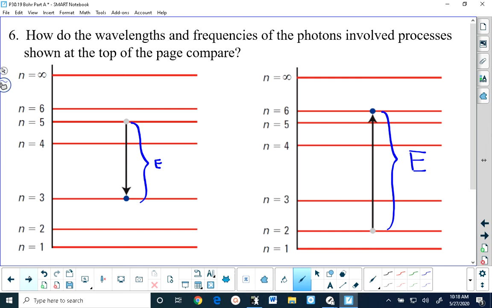And we're back to the idea that energy is proportional to frequency, which means the frequency of the photon absorbed on the right is more than the frequency of the photon emitted on the left. But because the energy is small on the left, the wavelength of the photon emitted on the left is bigger than the wavelength of the photon absorbed on the right.